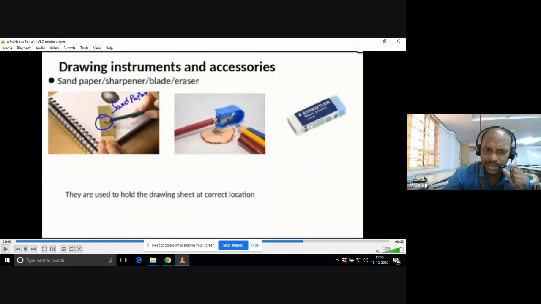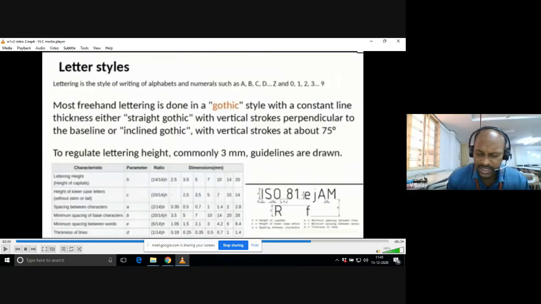Anyway, sandpaper, eraser, sharpener is required. Using sharp pencils is very essential because we are not drawing ordinary drawings, we are drawing technical drawings. Use the drawing sheet neatly. Don't fold the drawing sheet as you require. Is it clear? These are the drawing instruments you need to buy.